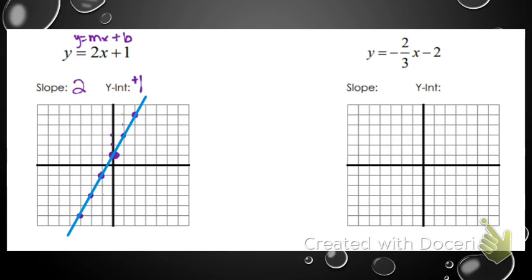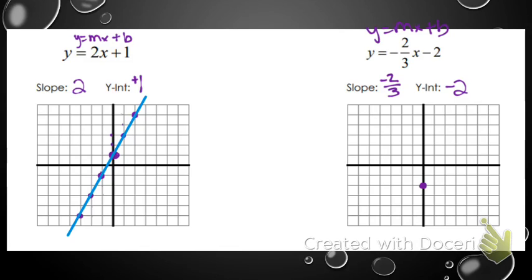Alright, let's look at our next one. So remember, we're already in y equals mx plus b. So our slope is a negative 2/3. And our y-intercept is a negative 2. So we start at negative 2. We're going to go down 2 over 3.